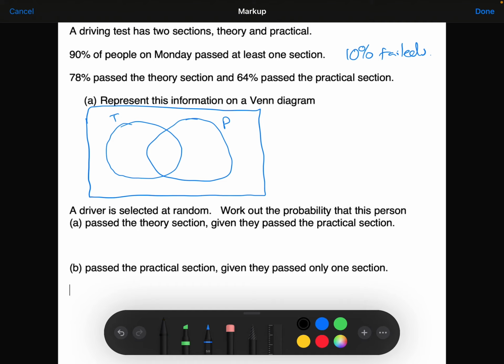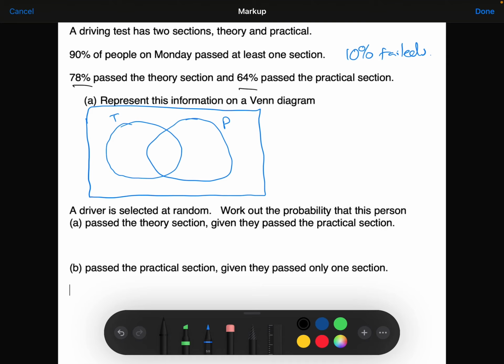So first of all, please make sure you avoid the mistake of just straight away putting 78 there and 64 there. That is not correct. Straight away, these numbers add up to more than 100 because there is an overlap between them. Some of these 78% will have passed the practical test, and some of these 64% will have also passed the theory test.